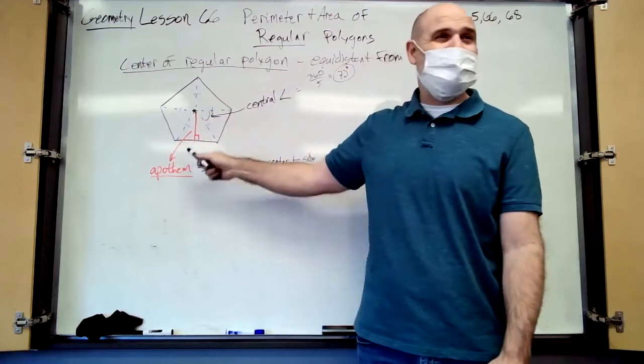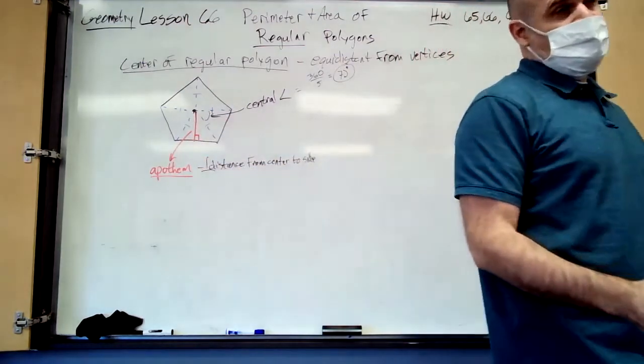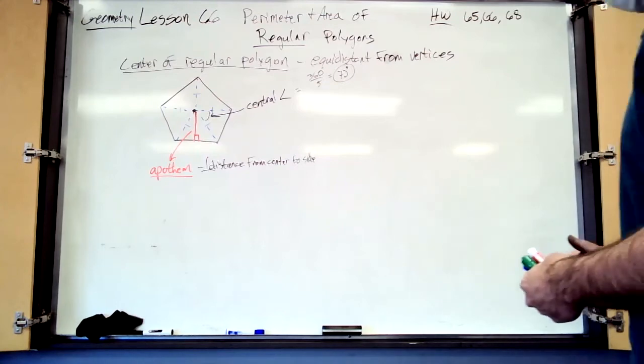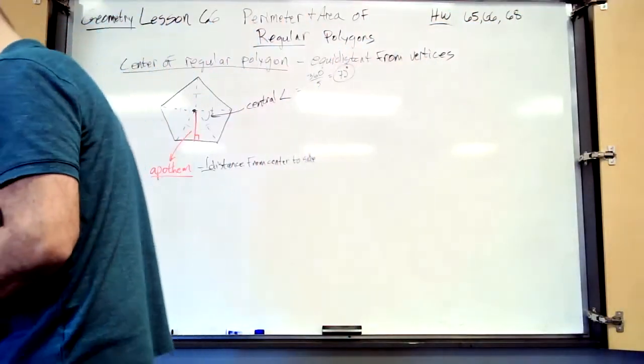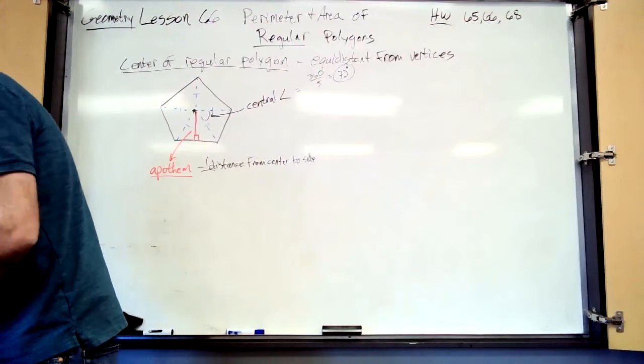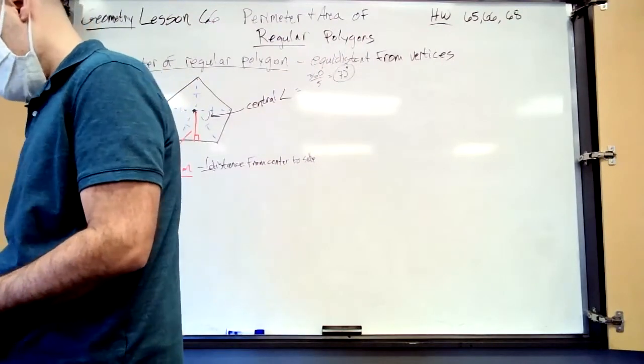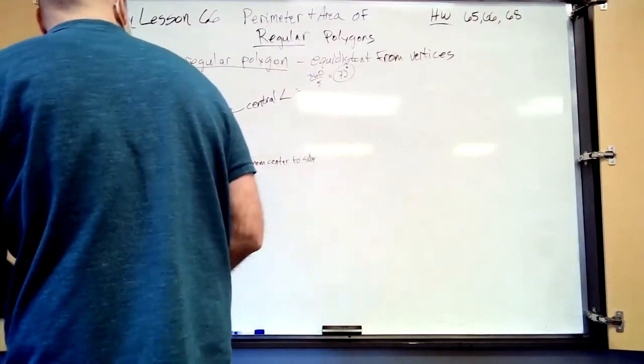So do you guys understand what the apothem is? The apothem is kind of like the polygon's version of the radius. So apothem, radius, same thing, different languages, kind of like the metric system and the US customary system. They have their different terms. So far, so good?